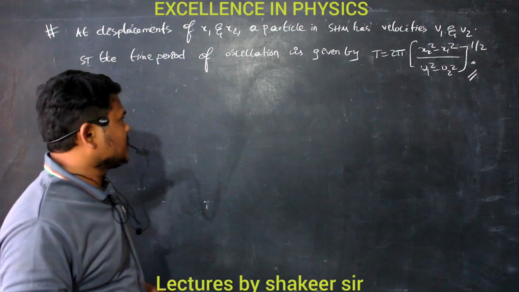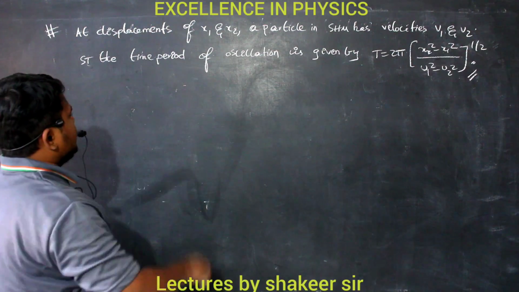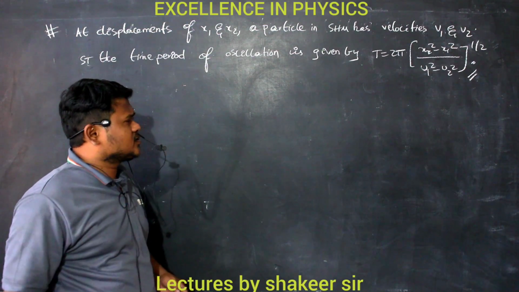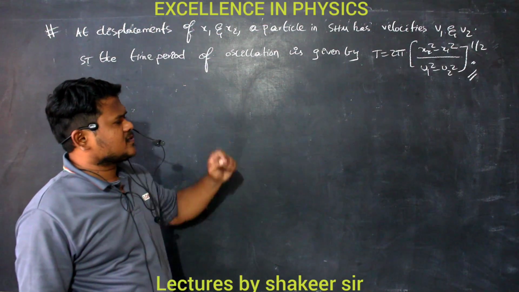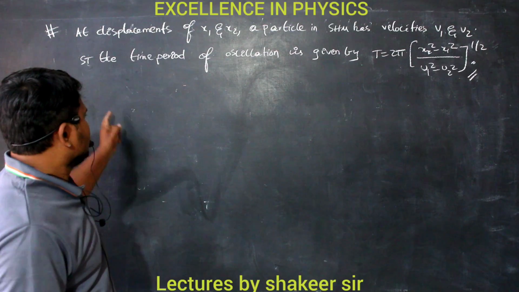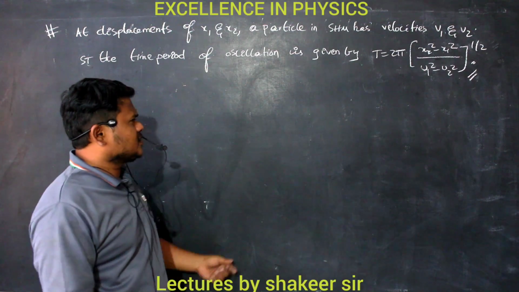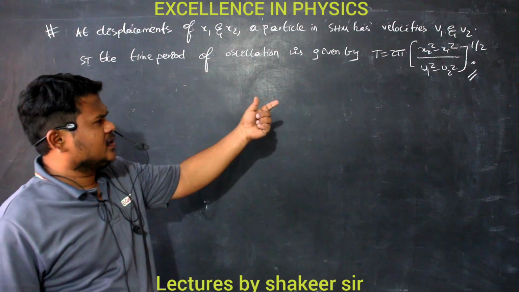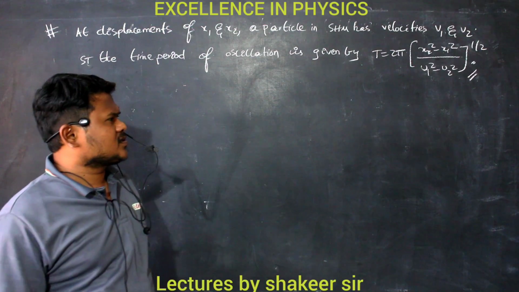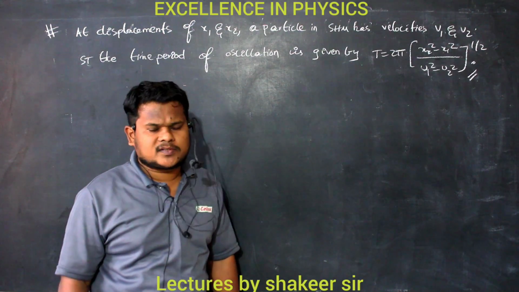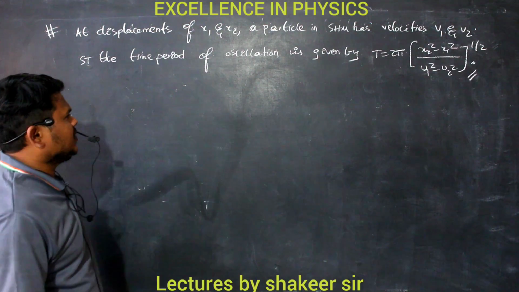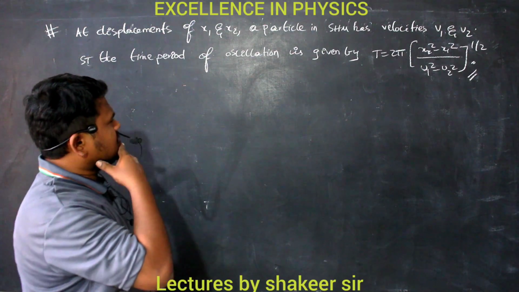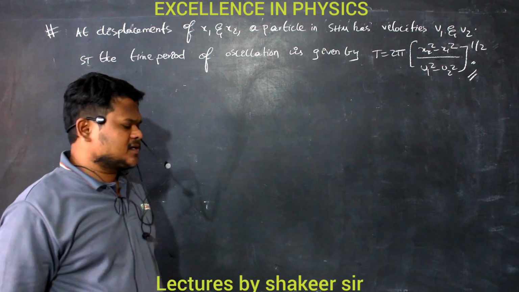Let us see this question. At displacements of x1 and x2, a particle in SHM has velocities v1 and v2. Show that the time period of oscillation is given by T = 2π [(x2² − x1²)/(v1² − v2²)]^(1/2). Clear? So here a relation is given between velocities and displacements.